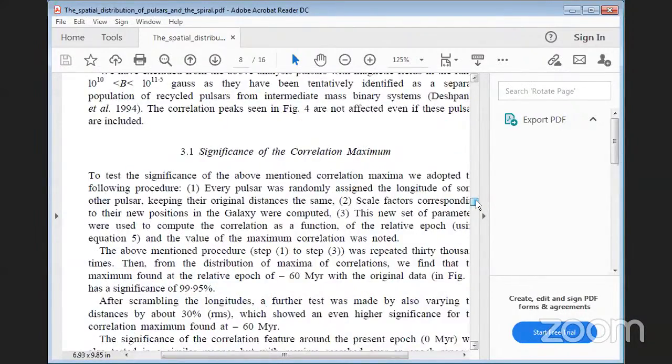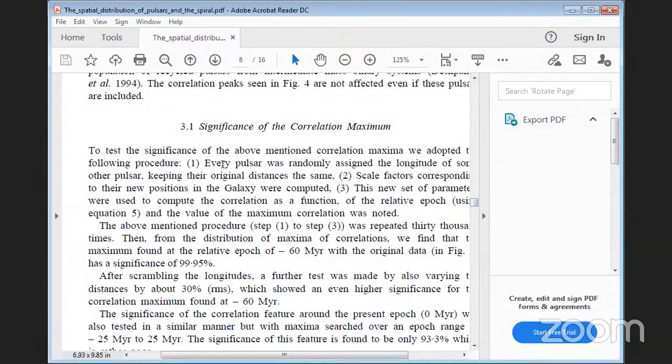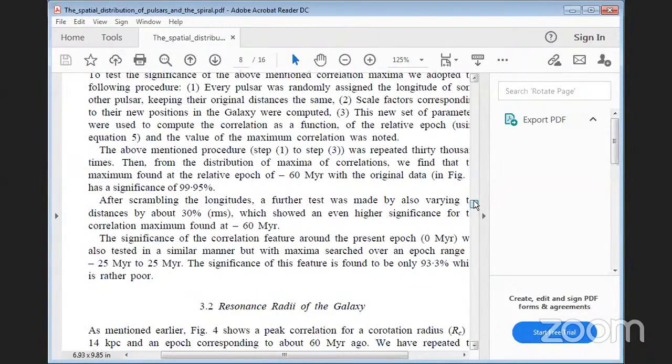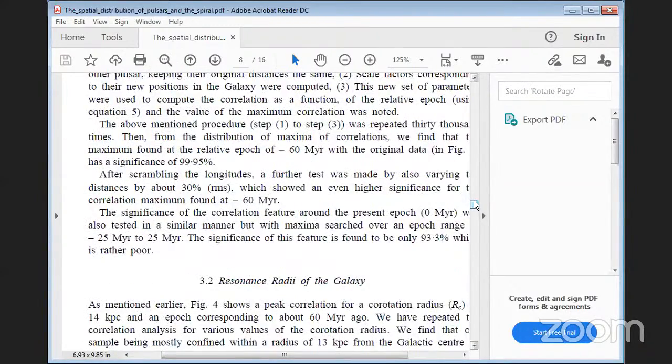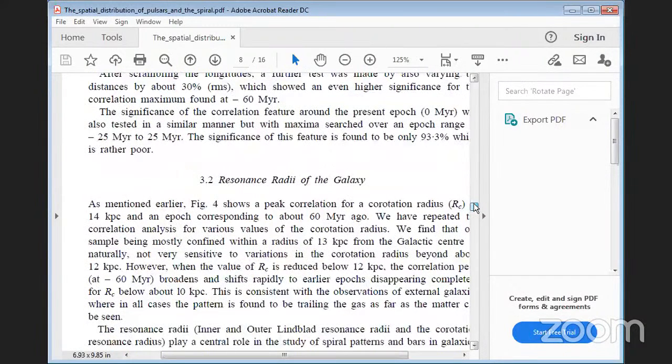So the significance of the correlation maximum is of course affected by pulsars having random motions. We may or may not have the right scale factors, and of course one has to check the robustness of this correlation. And after having done that, one can actually use this to infer several things, and this is what is done.